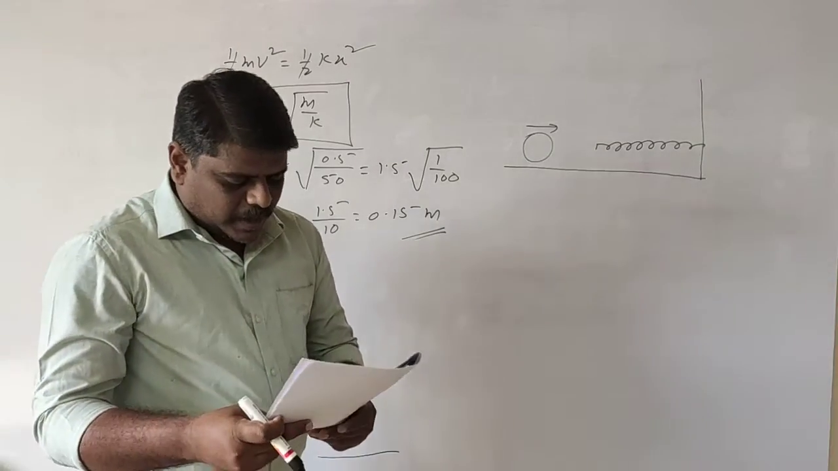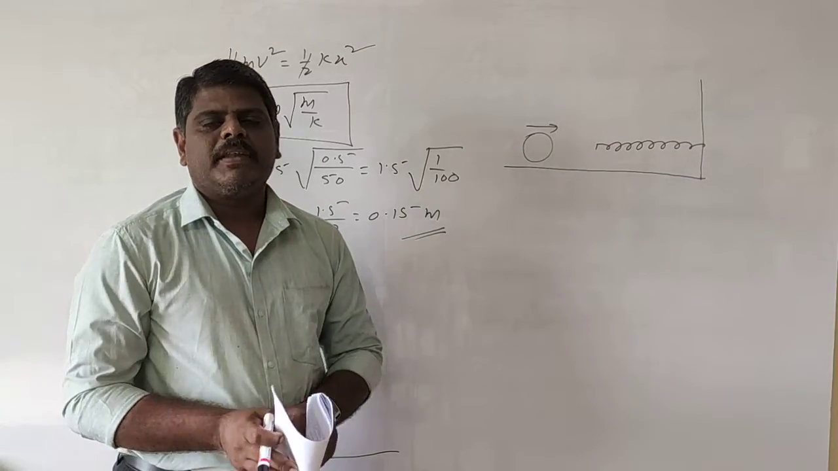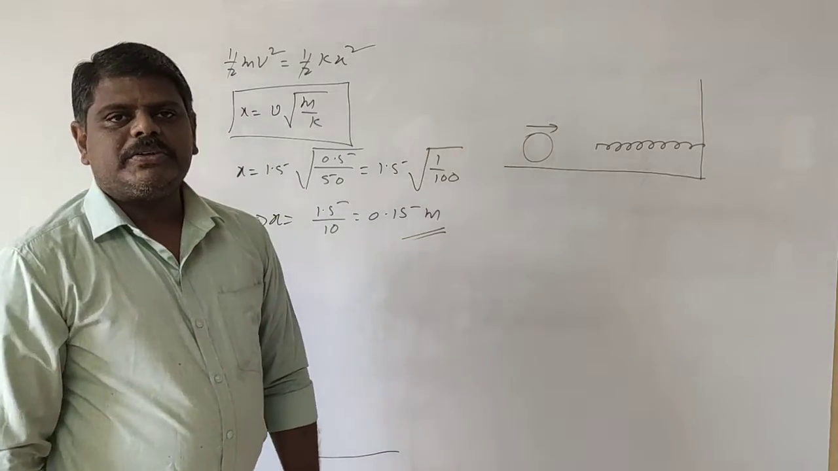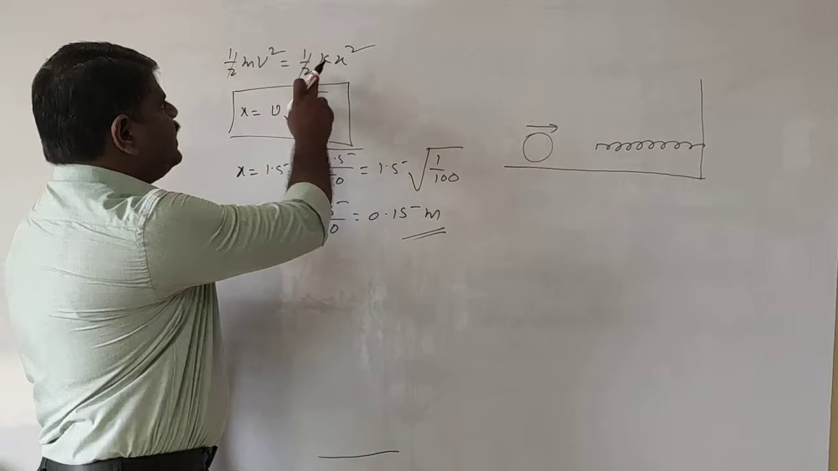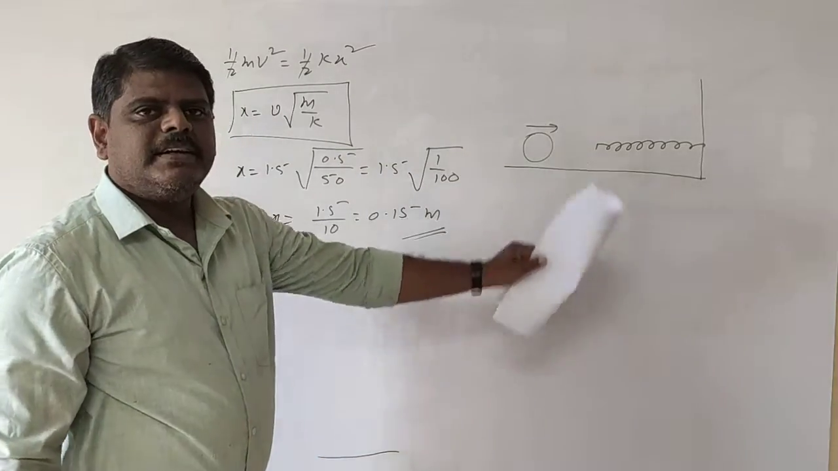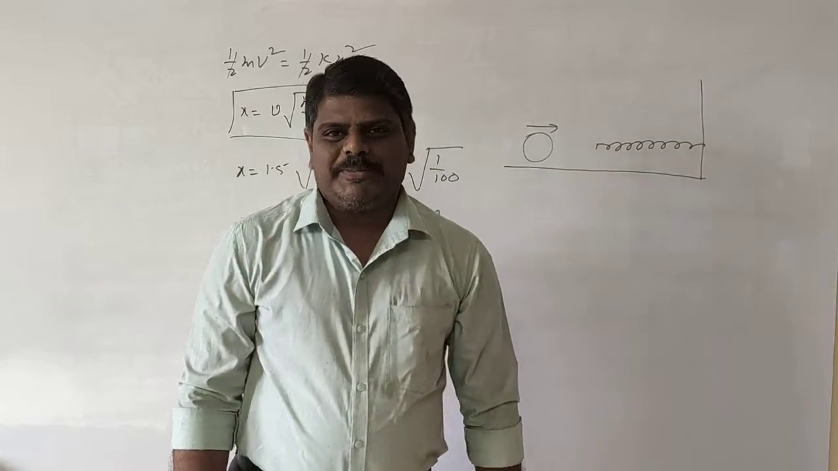So according to the given options, the fourth option is correct for this one. In this one, which formula did I use? Conservation of energy. According to conservation of energy, the kinetic energy is equal to the potential energy stored inside the spring. Okay, let's go for the next one.